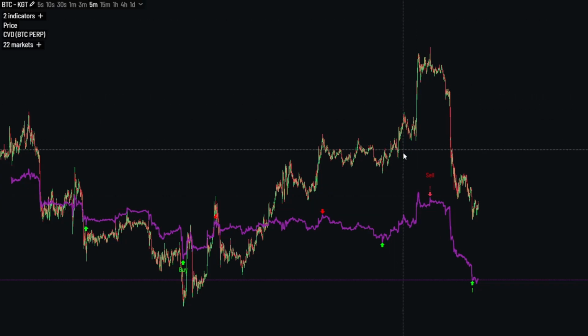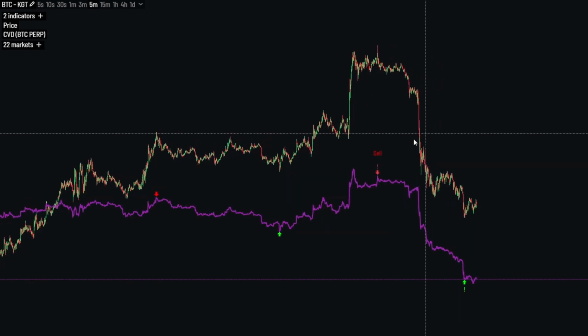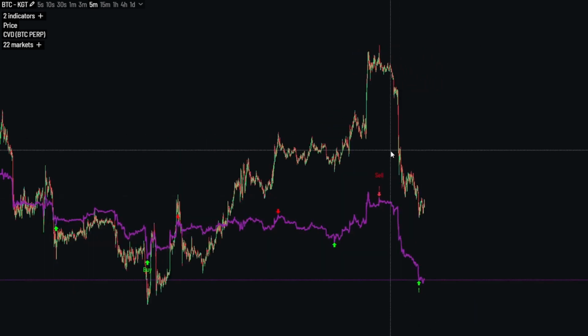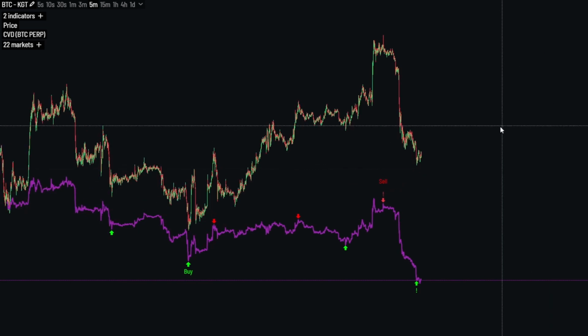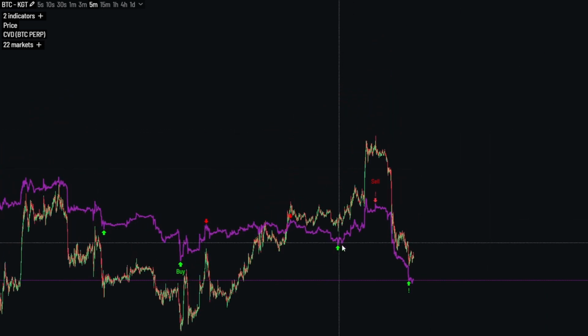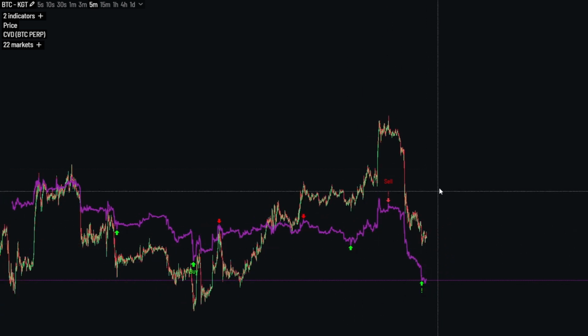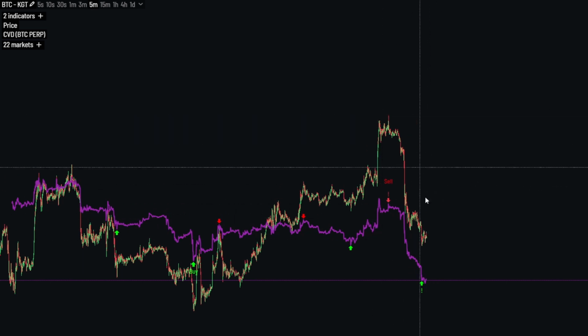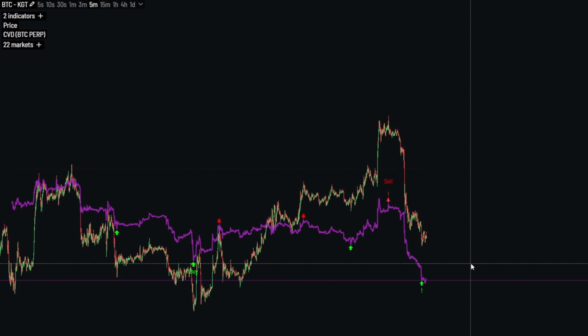If we take a look at KGT on the 5-minute chart, we can see we still have this sell signal, but there is no divergence between the bullish signals and the price action, meaning that if we go higher, this might be just corrective and will not take the high, so it might continue towards the downside.